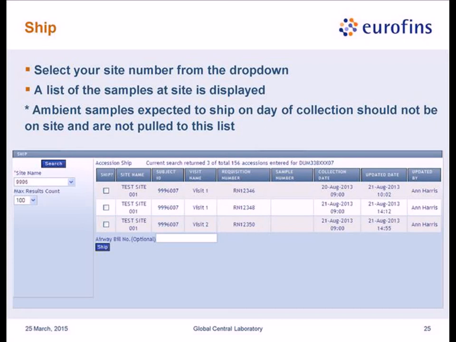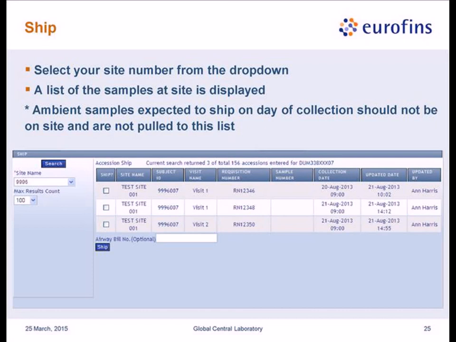So when you select ship under accession, you would need to select the site number from the drop-down menu. Once you select the site number and click on search, the ship option would then give you all the frozen samples that you should have at site, right? The samples that you did not send on the day of collection. The samples you have stored at the site will then appear here.